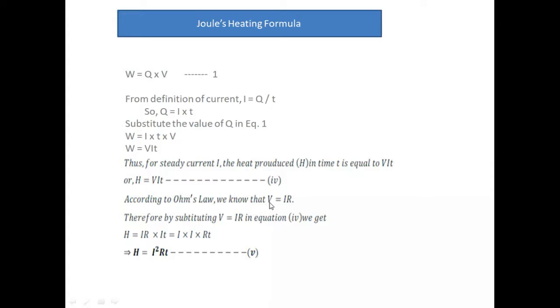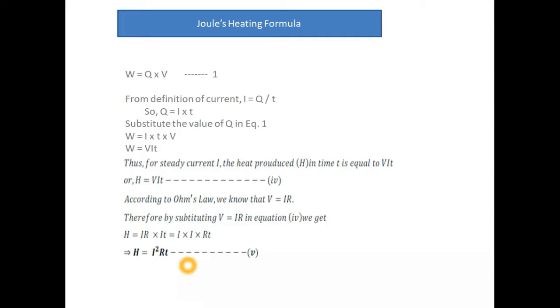Now, as per Ohm's law, we know that potential difference is equal to current into resistance. So we can substitute IR for the value of V. So H as it is, for V we will write I into R and then I into t. Now, I into I will be I squared, and then R into t is as it is. That means heat produced is equal to I² R t joules. That is, this much heat energy is produced when current I is flowing through a circuit having resistance R ohms, and when current is flowing for t seconds.